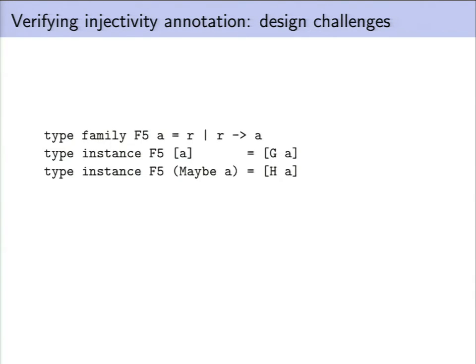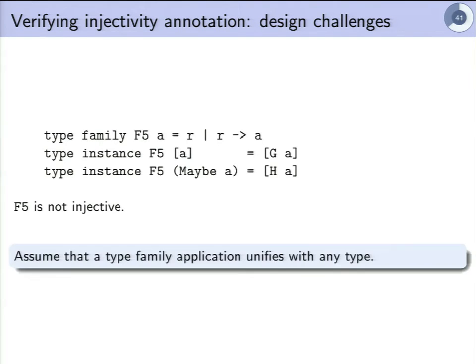And so far I have spoken about looking whether the right-hand sides are identical, but what I should have said instead is that we should check whether they unify. Except that classical unification fails us here, because if we ask whether the right-hand sides, that is the list of GA and list of HA unify, classical unification will say, no, they don't unify because there is no substitution that makes them equal. So what we need is a custom unification algorithm that considers type family applications to unify with any type.